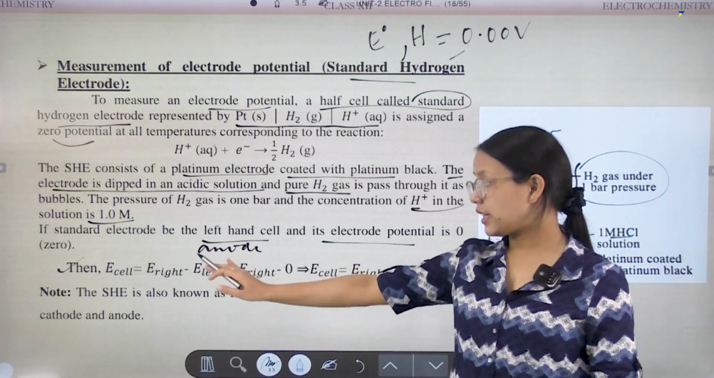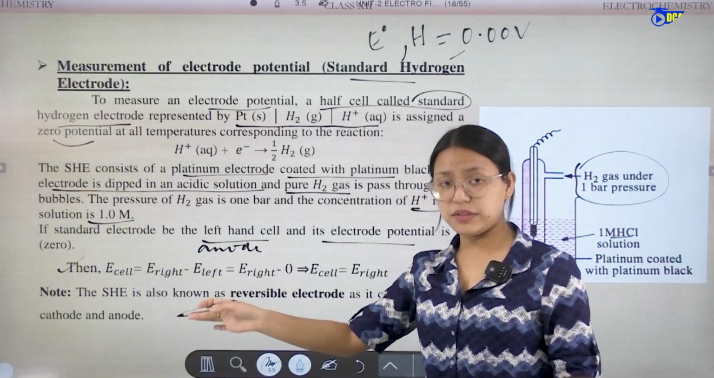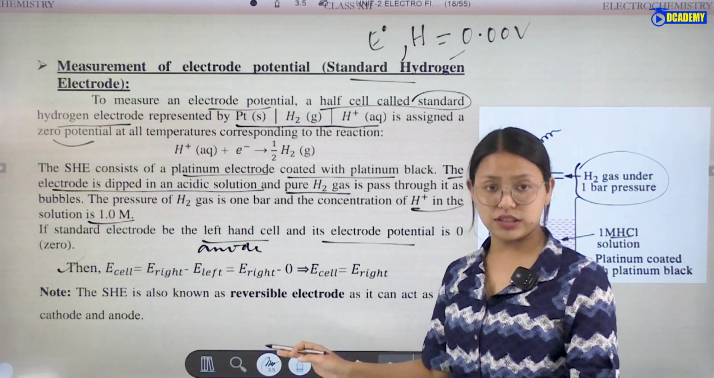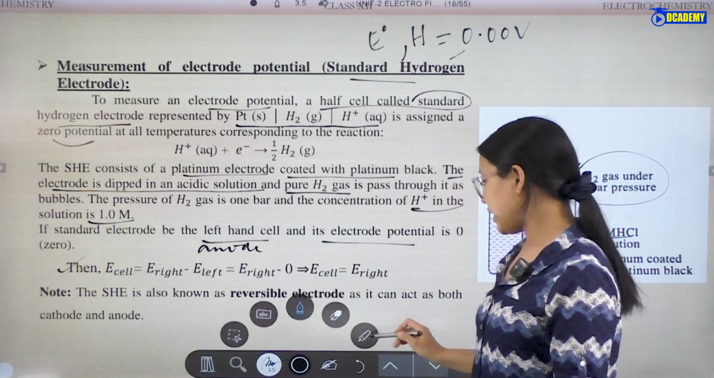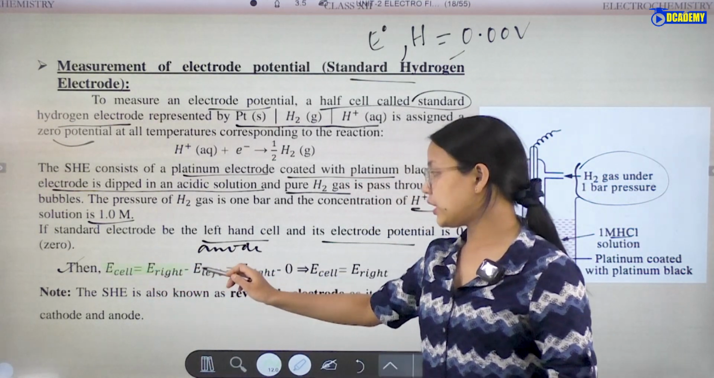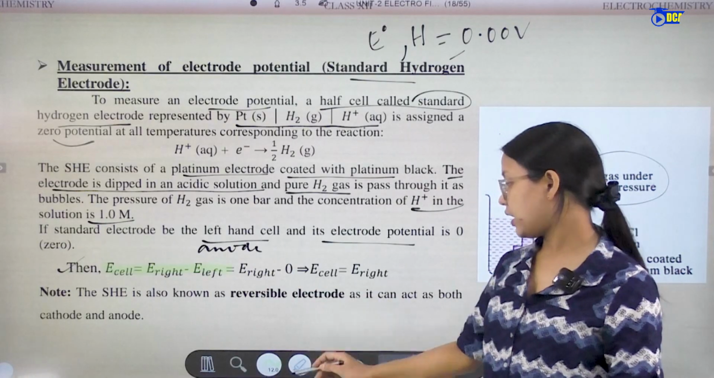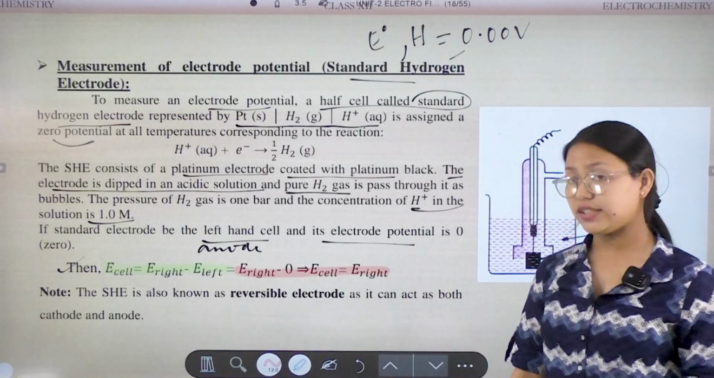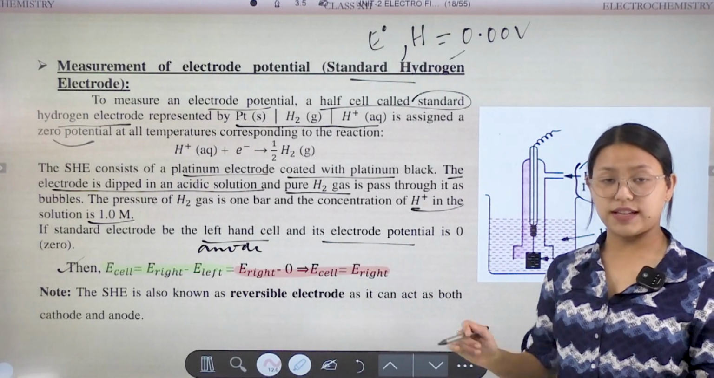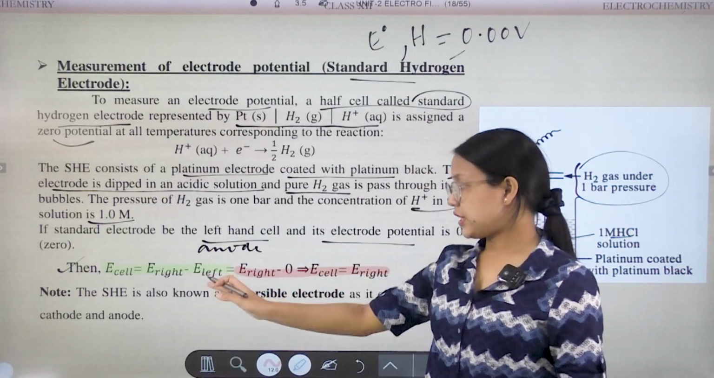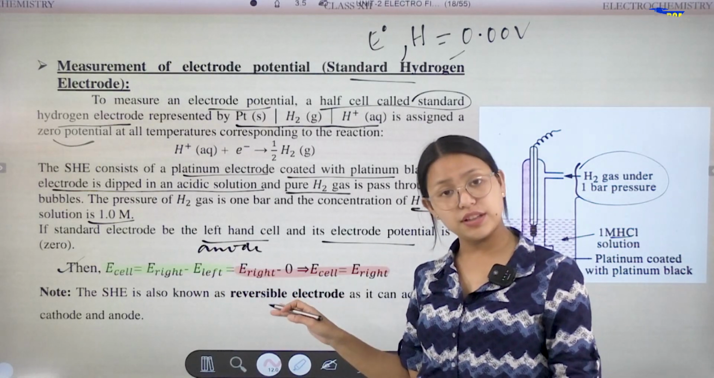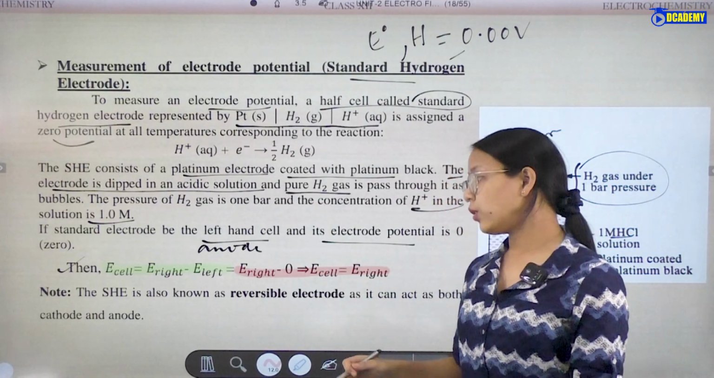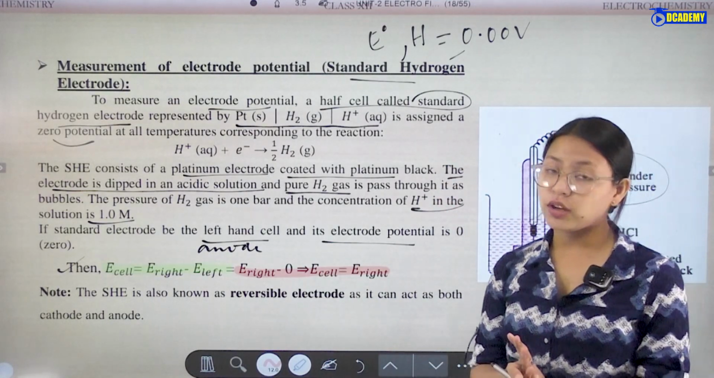So the value of the cell is the E right, since the E left is 0. Here, E cell is equal to E right minus E left, so E right minus 0. E not cell is equal to E right, because E left is 0. So E cell means E right, when we take the standard hydrogen electrode as the left electrode.